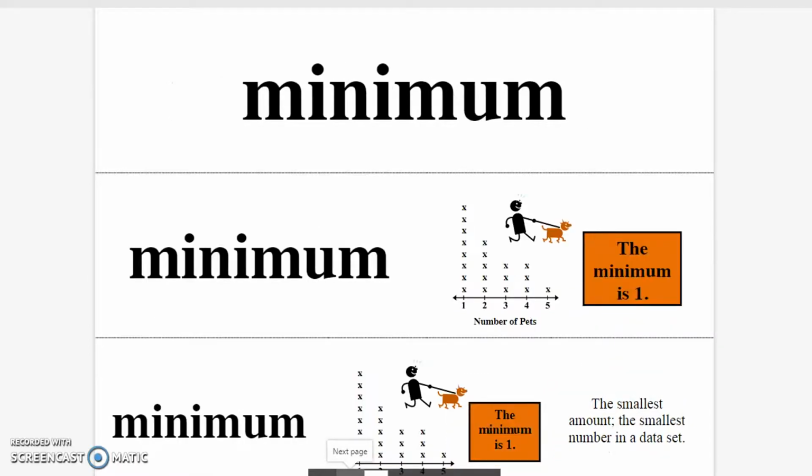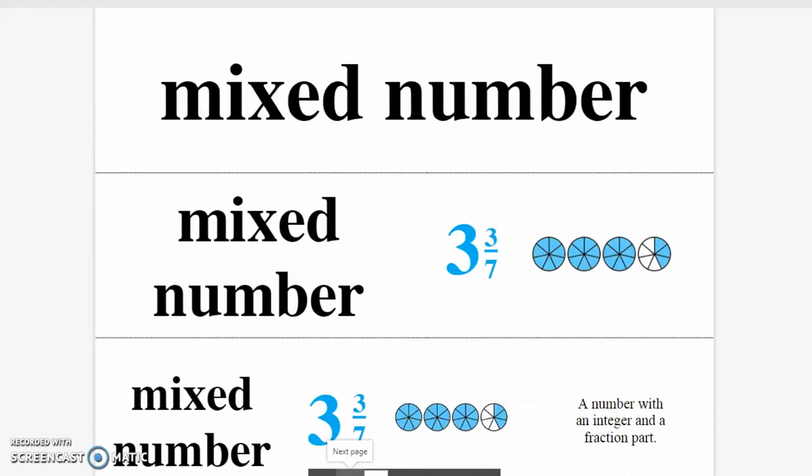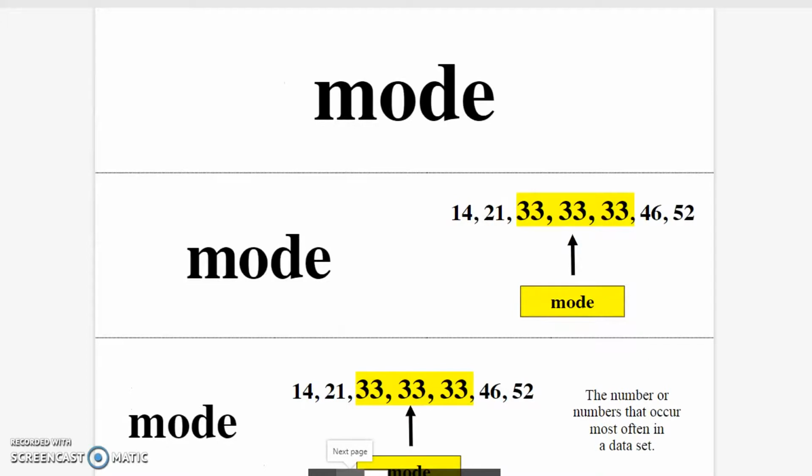Minimum. The smallest amount, the smallest number in a data set. Mixed number. A number with an integer part and a fraction part. Mode. The number or numbers that occur most often in a data set.